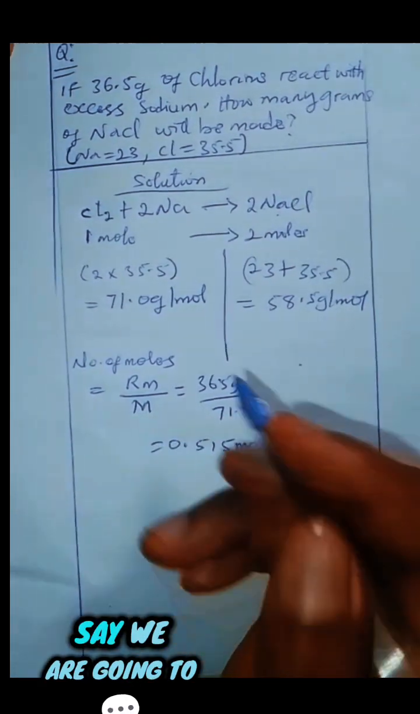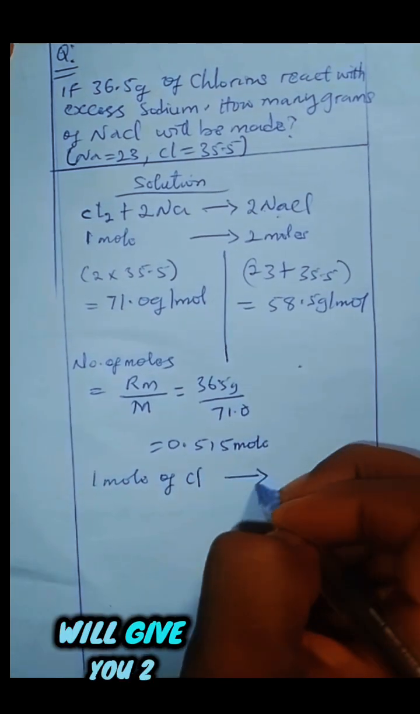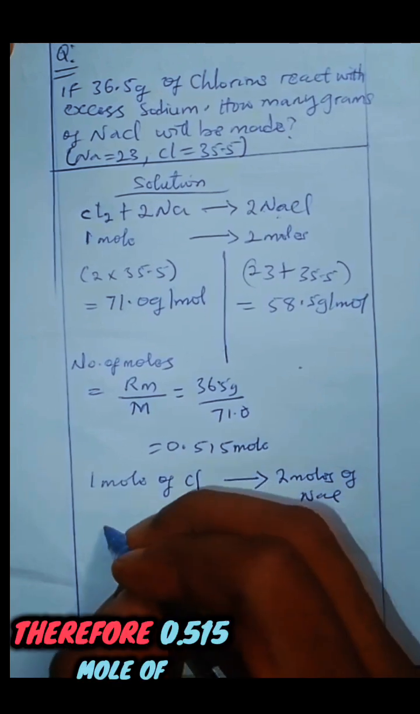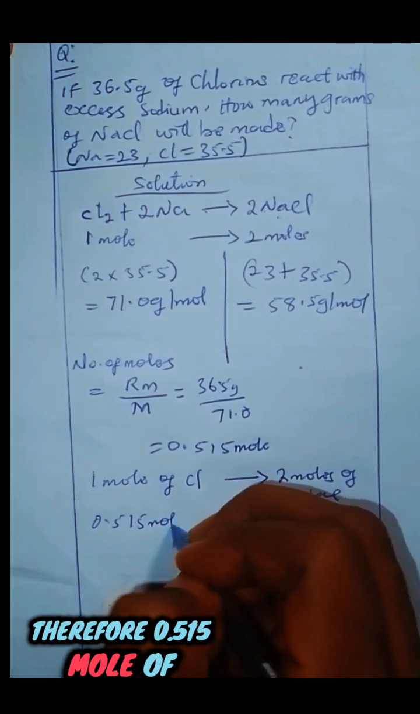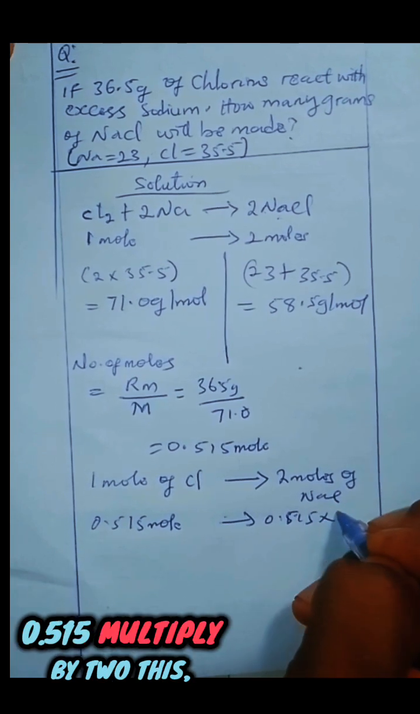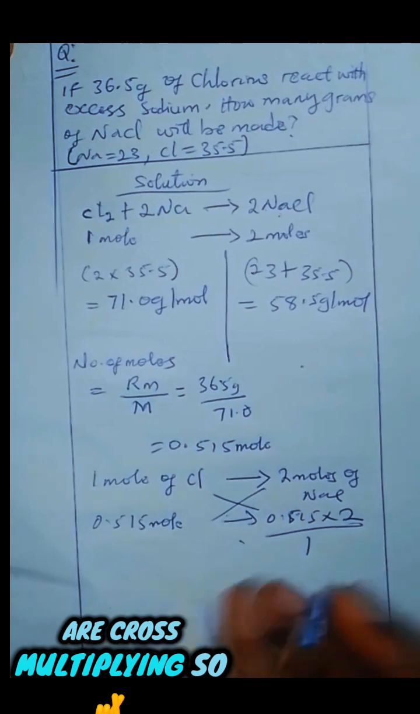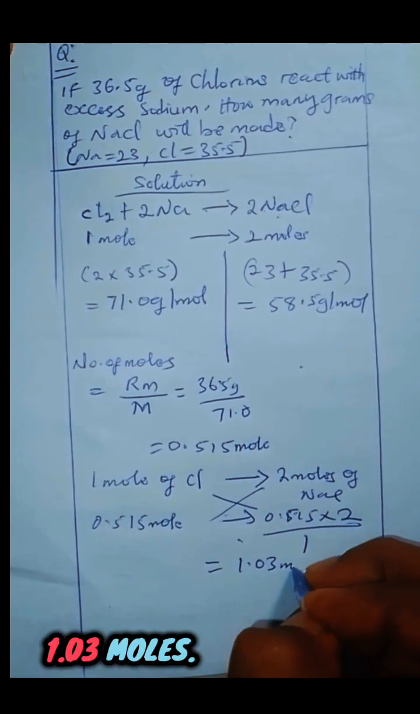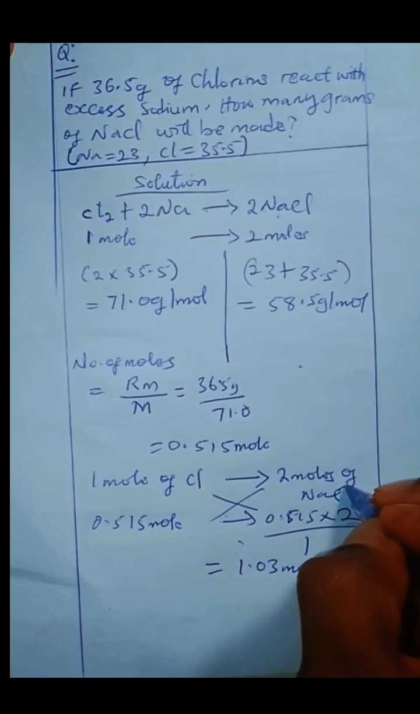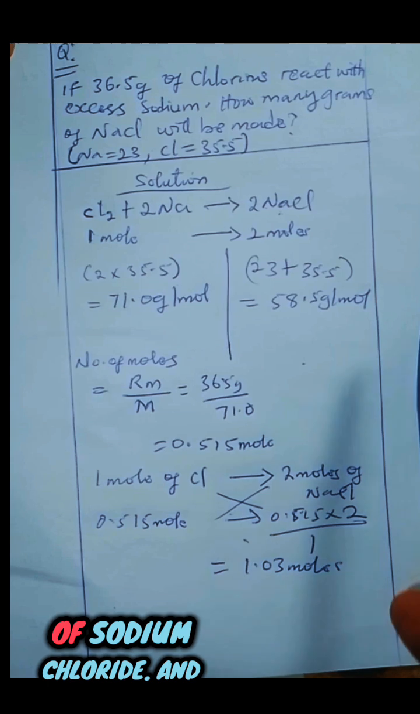So we are going to use this: 1 mole of chlorine gives you 2 moles of sodium chloride. Therefore, 0.515 mole of chlorine should give us 0.515 multiplied by 2. This multiplied by this divided by this. We are cross multiplying. So we are going to get 1.03 moles. So that means if 1 mole of chlorine gives you 2 moles of sodium chloride, that means 0.515 moles will give 1.03 moles of sodium chloride.